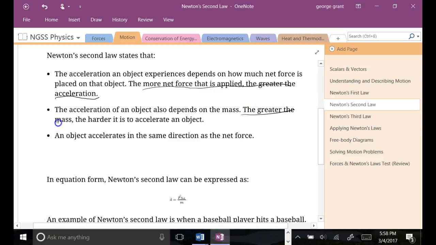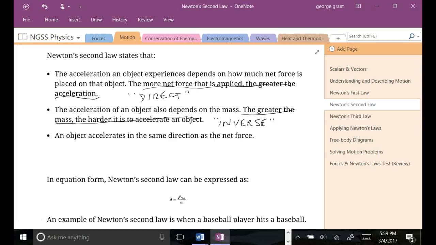Okay, so here is an inverse relationship. Okay, so if this is direct, where the variables change together, this is inverse, where the variables change opposite of each other. Okay, so here, when the mass increases, the acceleration decreases, provided the net force stays the same.